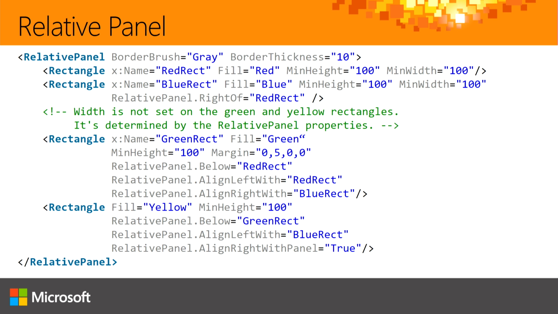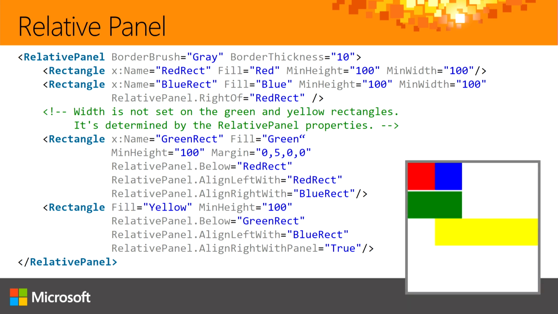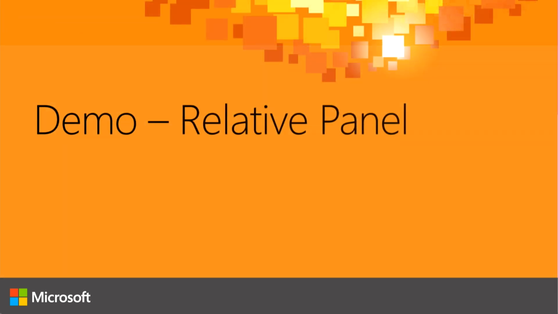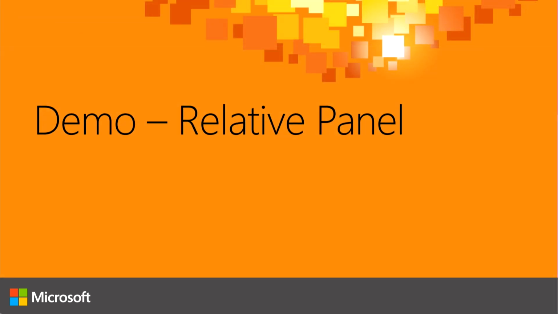This is the relative panel. There's 4 rectangles, because this says rectangle. There's a red, a blue, a green, and a yellow. And when you run this, it looks like this. All right. Now, first, I just want to give you an example of what this all can look like.